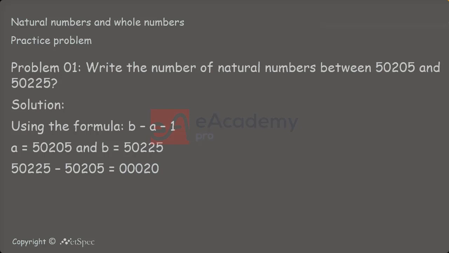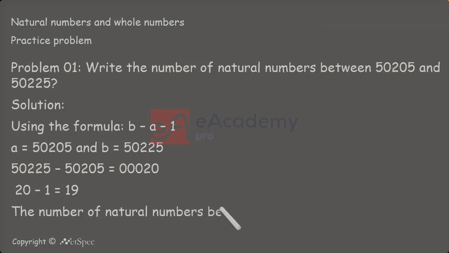Now, we will subtract 1 from 20. 20 minus 1 gives 19 as the answer. Thus, we can say that there are 19 natural numbers between the given numbers 50,205 and 50,225.